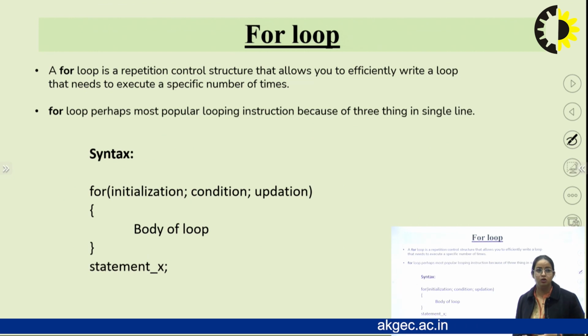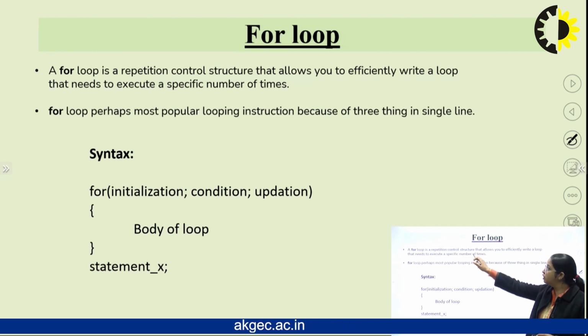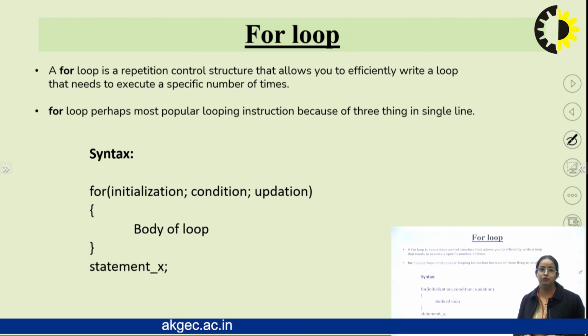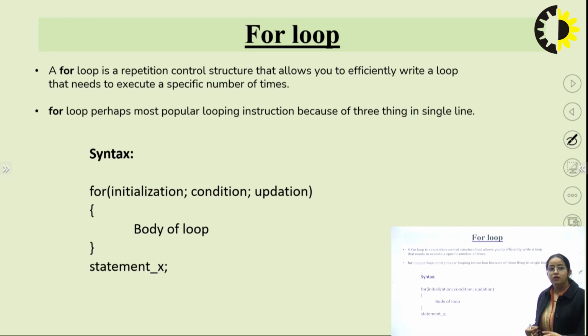Now the next loop is the for loop. The for loop is a repetition control structure that allows you to efficiently write a loop that needs to execute a specific number of times. What does it mean? Its working is also the same, because we are studying the loops concept. All loops are the same, but their syntax and their working are of different types.